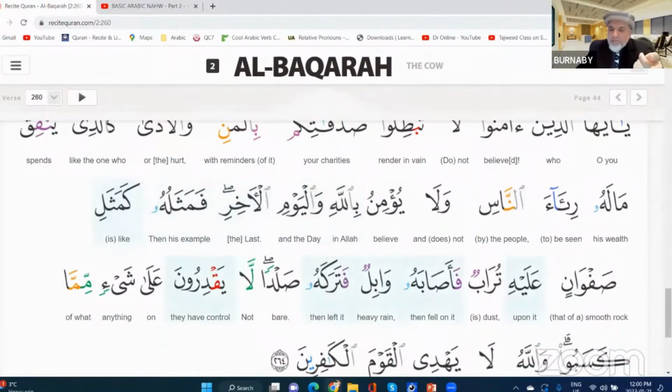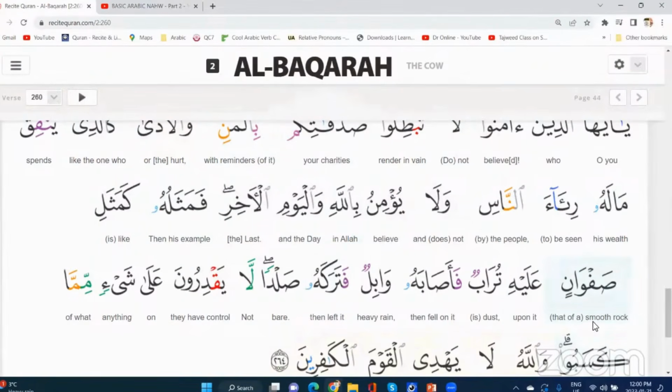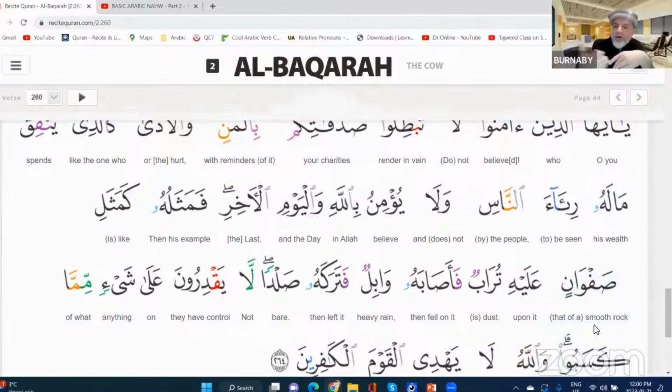Fa mathaluhu ka mathali safwan. And the example of such kind of charity is as if there was a stone, a smooth rock, with some dust on it, fa asabahu wabilun fatarakahu saldan. And the heavy rain came on it, and washed off the vegetation and the dust from the stone, and now the stone is clean again. Meaning, don't destroy your charity by continually reminding people of it and hurting people because of that.